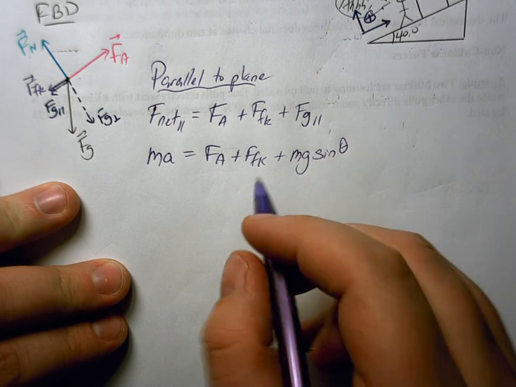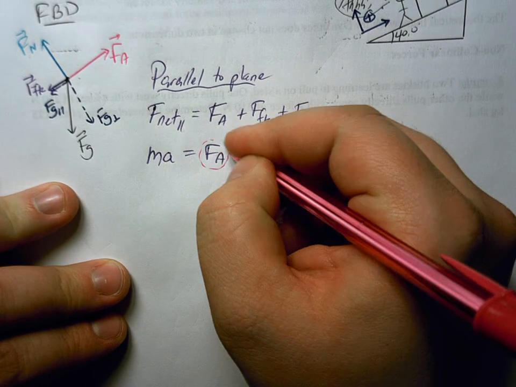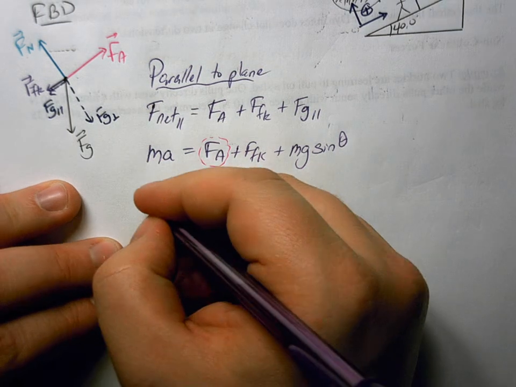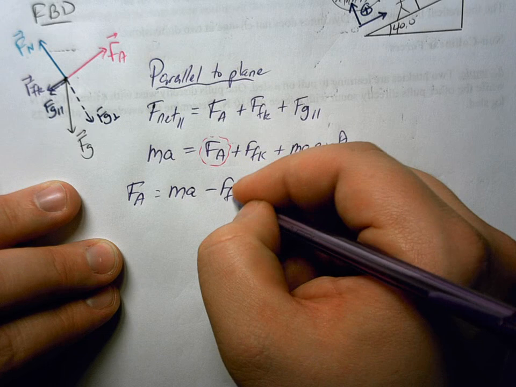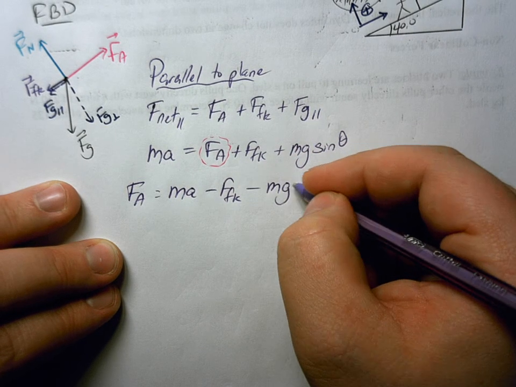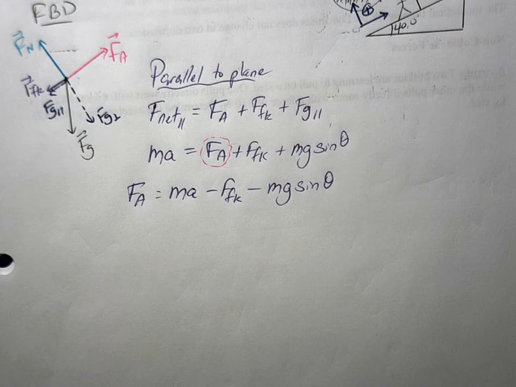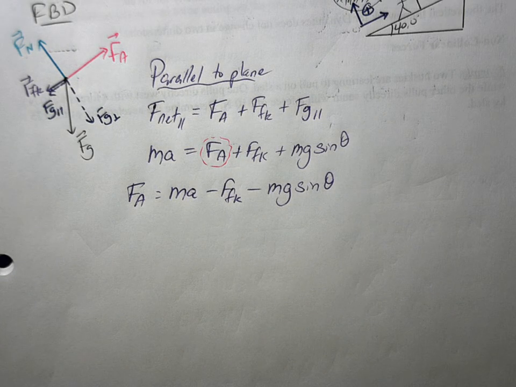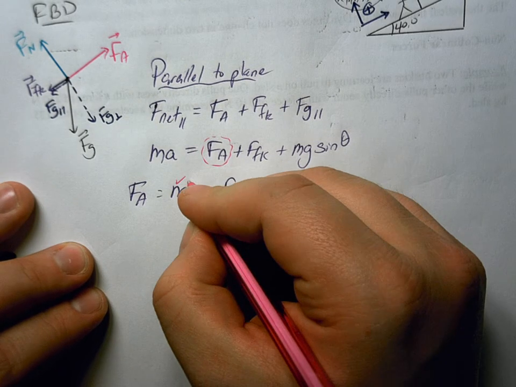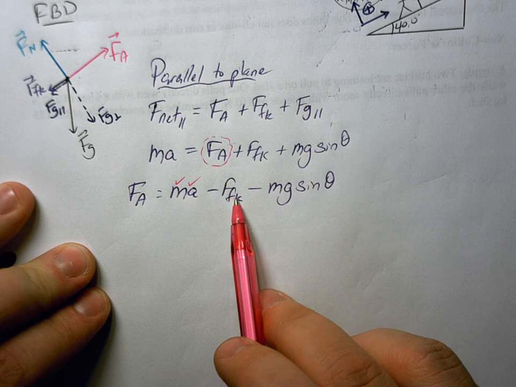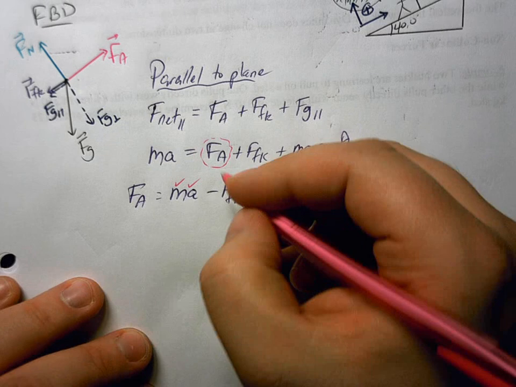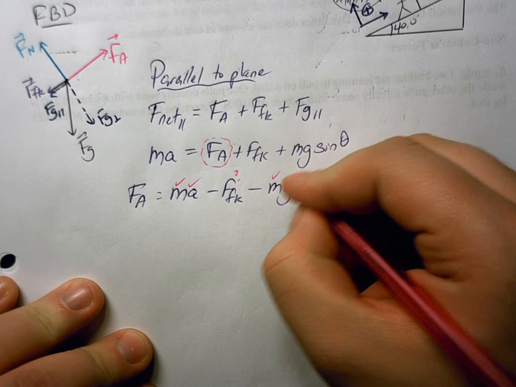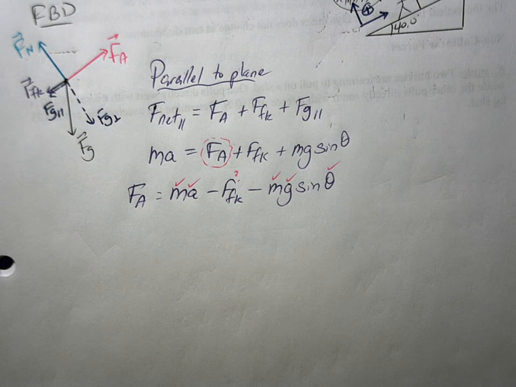So we know in this, the objective is to find Fa. If I rearrange this, Fa is going to be ma minus Ffk minus mg sine of theta. So this is a pretty big equation. What do we know in here? We know the mass, we know the acceleration. In terms of the force of kinetic friction, we know the coefficient of friction. We don't know the normal force. We know mg and we know sine of theta. So we can't solve for the applied force just yet.